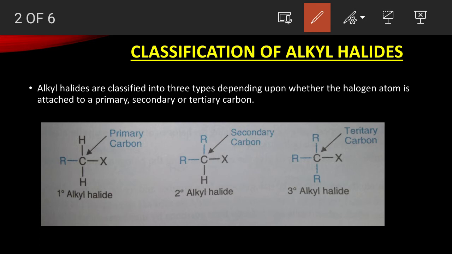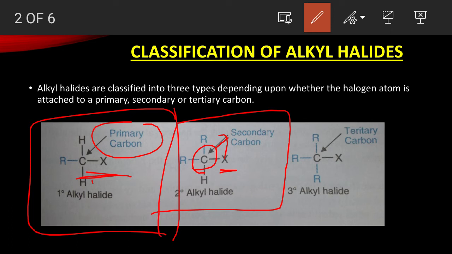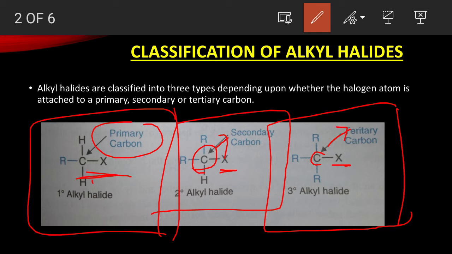This is about the classification of alkyl halides. It depends on the structure of the carbon atom. It means if the carbon atom attached to the halogen atom is primary, then the alkyl halide is a primary alkyl halide. If the carbon atom bonded with the halogen atom is secondary carbon, then the alkyl halide is a secondary alkyl halide. If the carbon atom bonded with the halogen atom is tertiary carbon, then the compound is a tertiary alkyl halide.